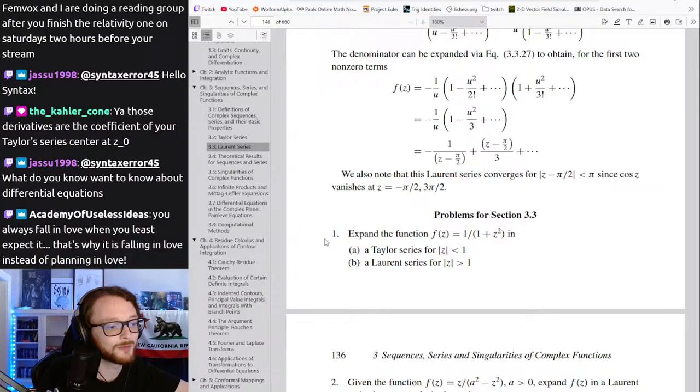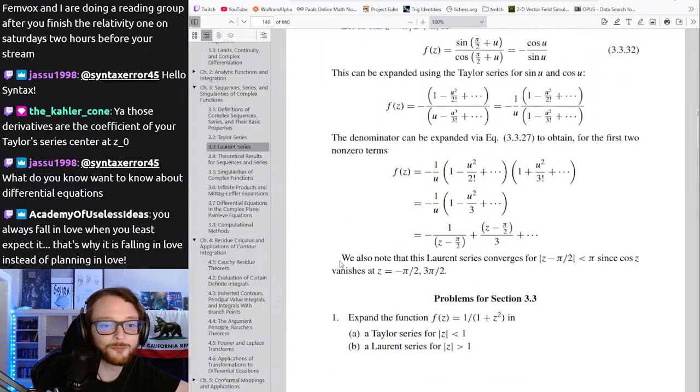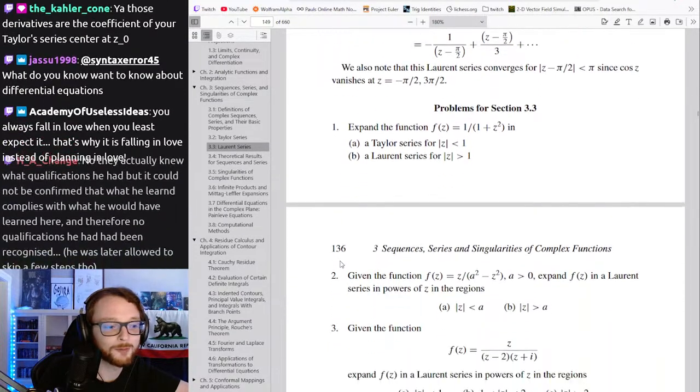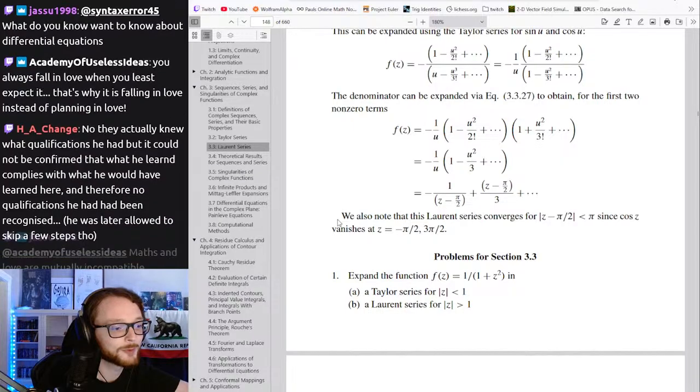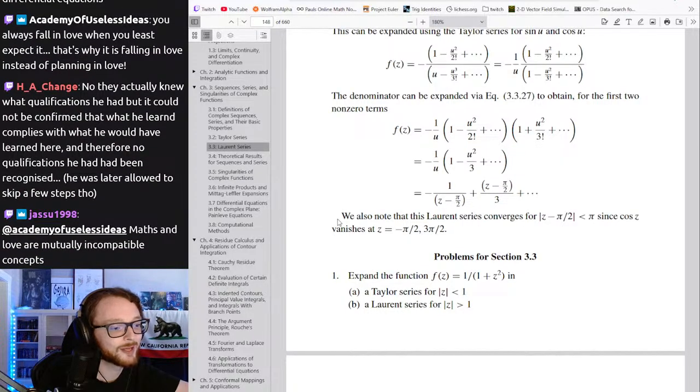So lovingly suspected. That's why falling in love instead of planning in love. Yes, Lynn, you're gonna make me go full on with number theory. I'm gonna regret applying for applied math. I'm gonna try to transfer into pure math. She knew what qualifications he had. Cannot be confirmed what he learned complies with what he would have learned here.